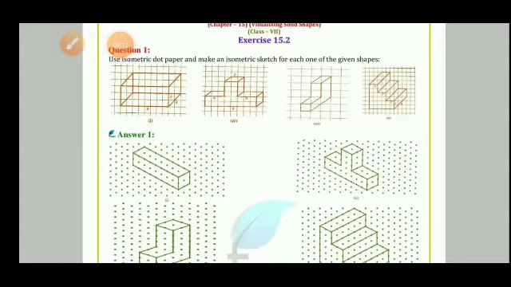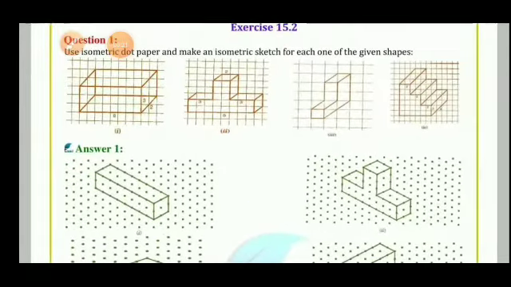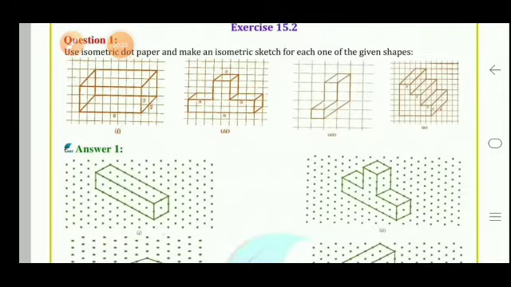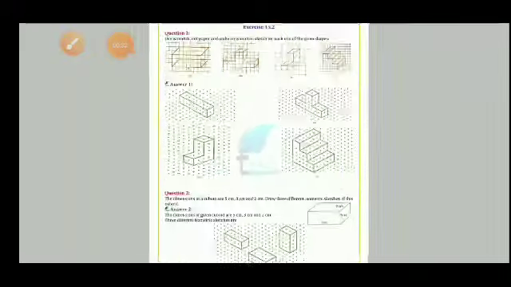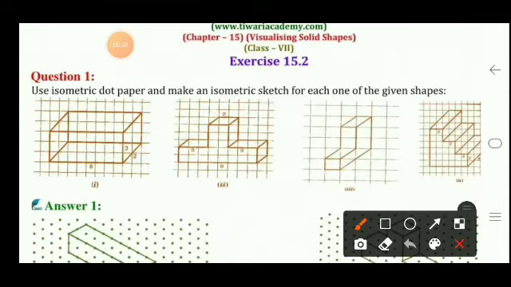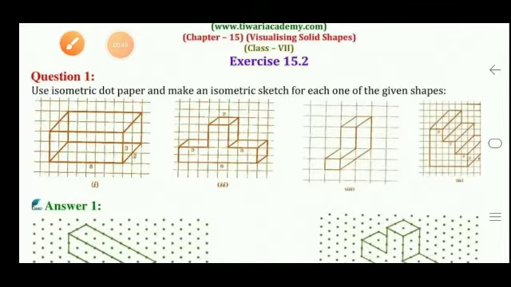Okay, so the first part, as you can see here, we are taking 1 2 3 4 5 6 7 8 9 dots. Likewise, in this one we are taking 1, and in the same way we are taking this 2. Then we see the length is 1 2 3, so we are taking 3. What we are doing is, the dimensions are given, and accordingly we are making the isometric sketch.